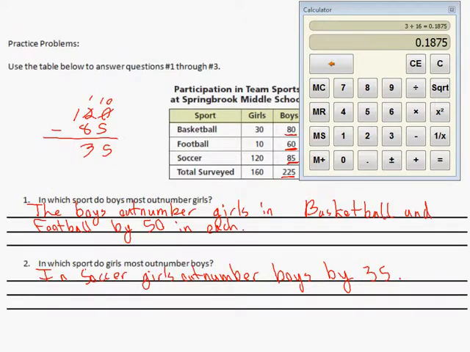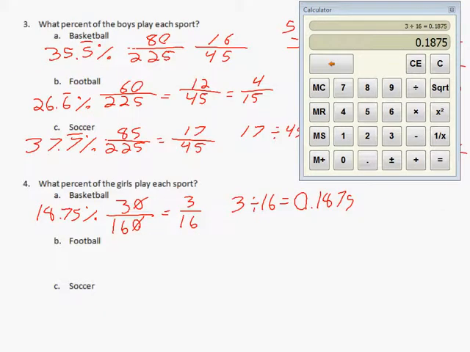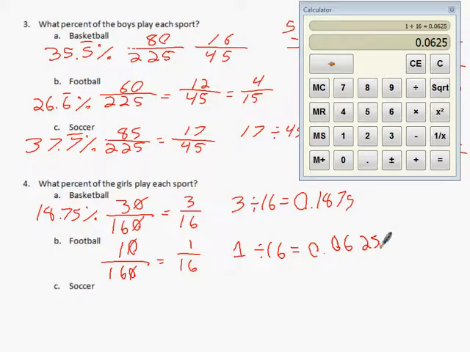Football was 10 out of 160. So not many played football. So 10 over 160. Now simplify, get rid of the zeros. We have 1/16. So 1 divided by 16. Let's see what that equals. 1 divided by 16 equals 0.0625. The percent is 6.25.